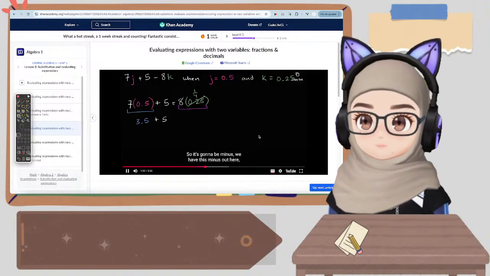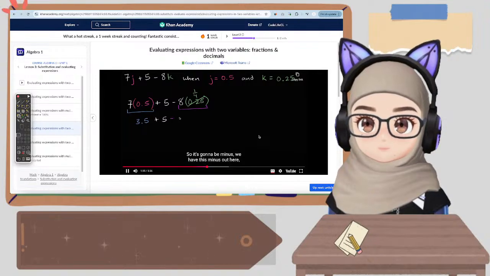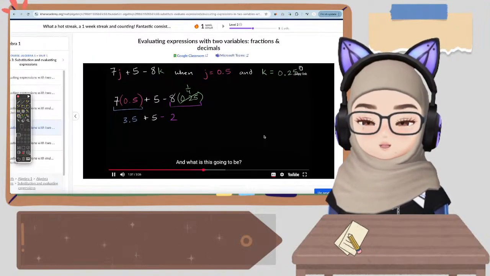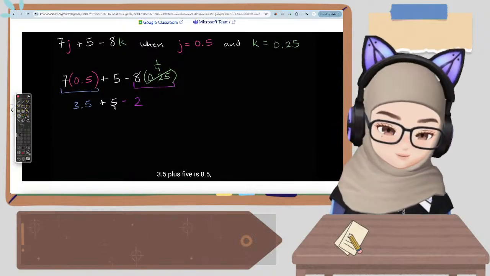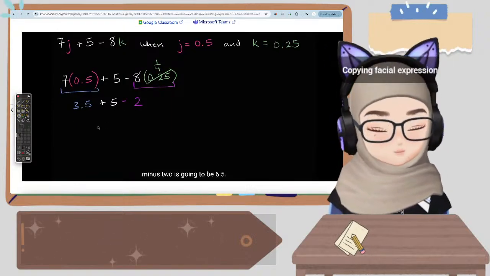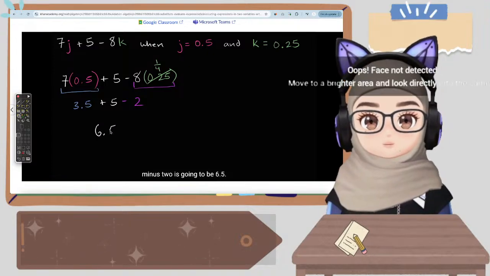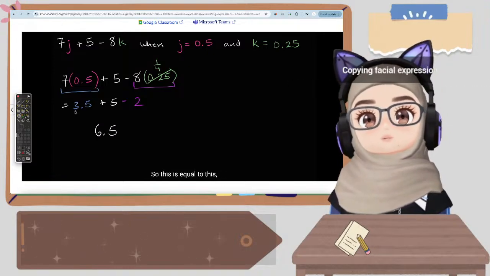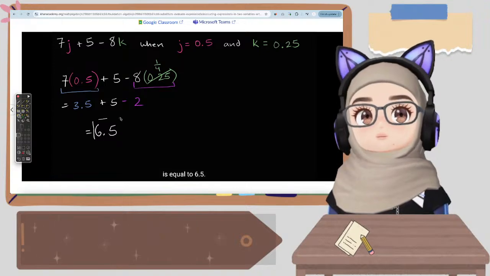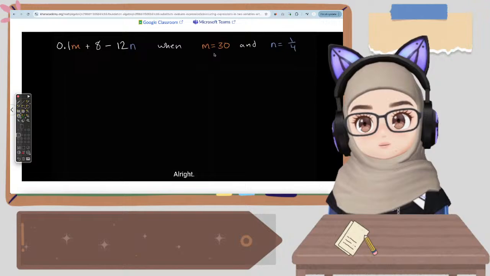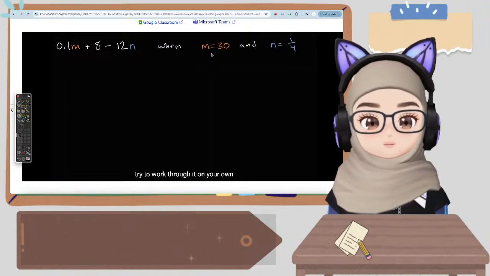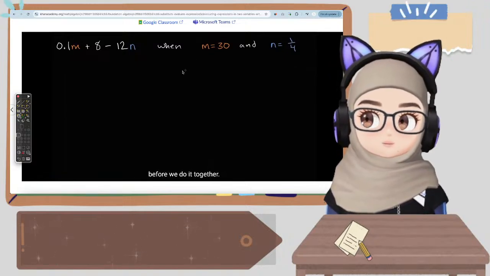To 2. So it's going to be minus, we have this minus out here, so minus 2. And what is this going to be? Well, let's think about it. 3.5 plus 5 is 8.5. Minus 2 is going to be 6.5. So this is equal to 6.5. Let's do another one of these. Please. All right. And just like before, try to work through it on your own before we do it together.